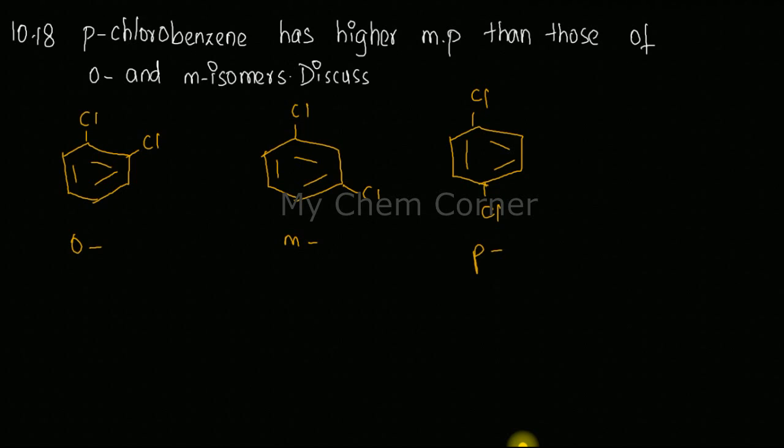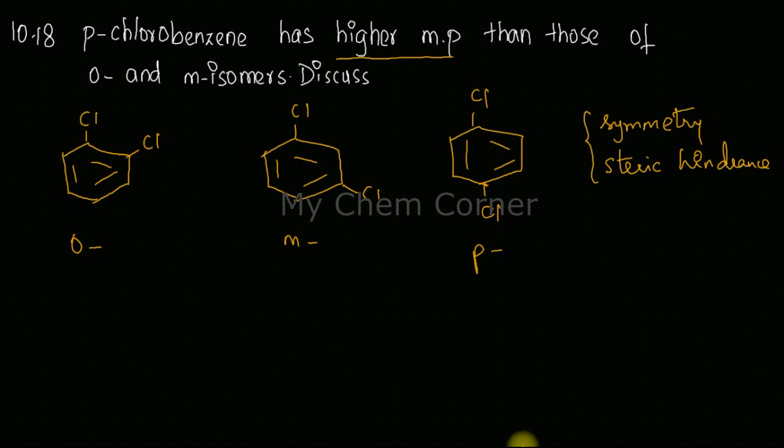Now there are certain things to be looked at. One is we are going to look at symmetry of the molecule. Alright, and then we will look at steric hindrance. So these are two factors that you will look at, and you're going to determine why parachlorobenzene has the higher melting point.